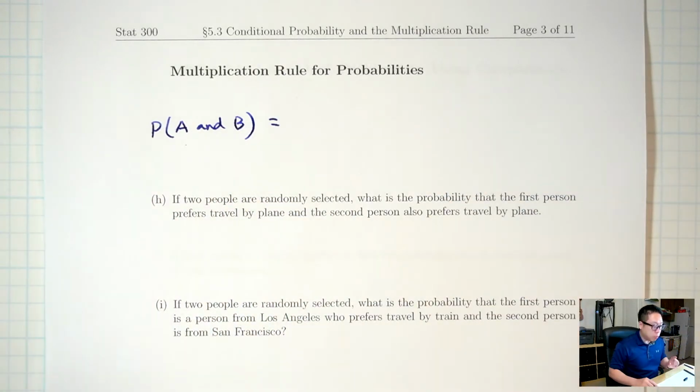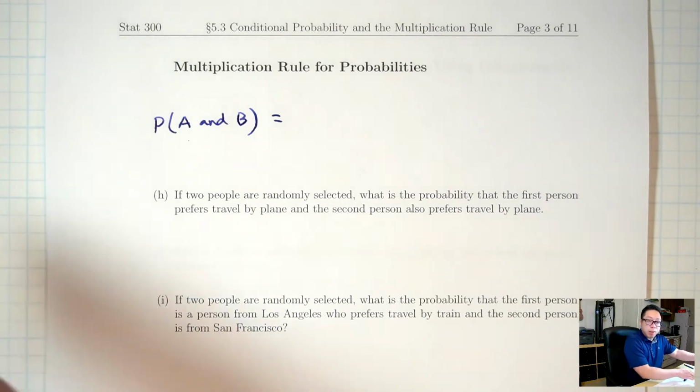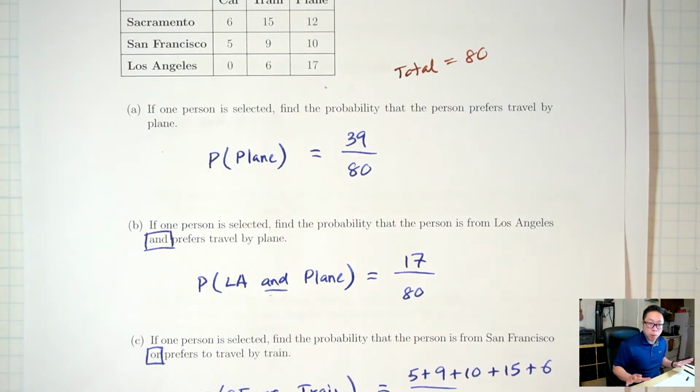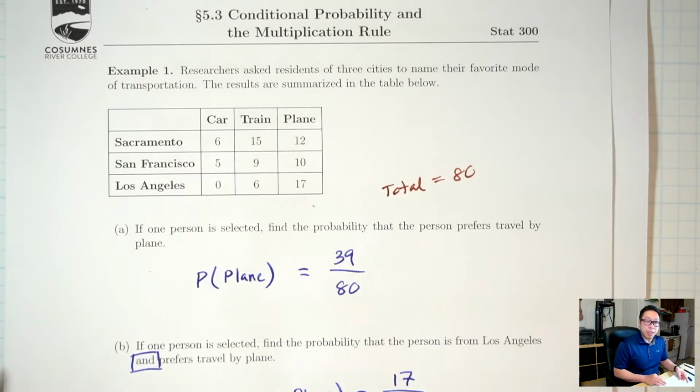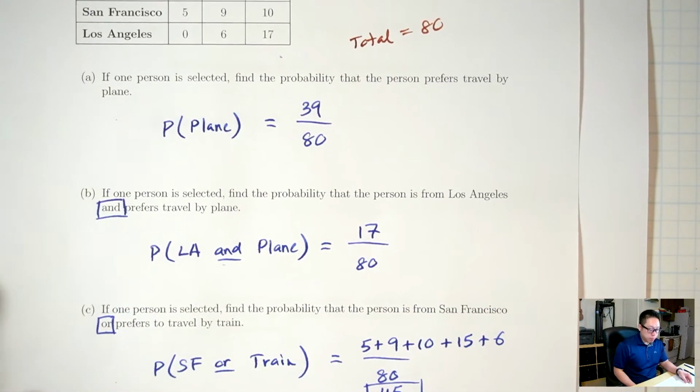And let me point out that we already know how to find ands without using a formula at all. In part B on the front page, we already did LA and plane without using a formula at all. So this formula is not going to be useful for questions that have a table. Okay, but let me explain where the formula comes from.